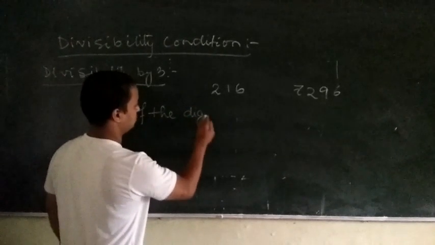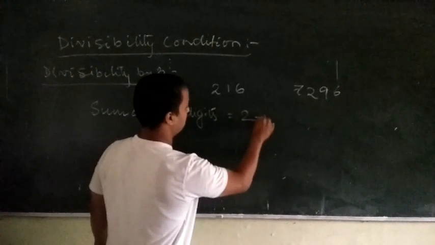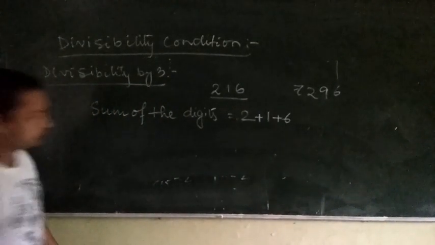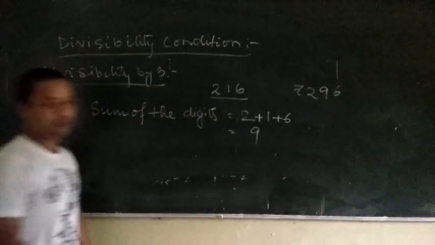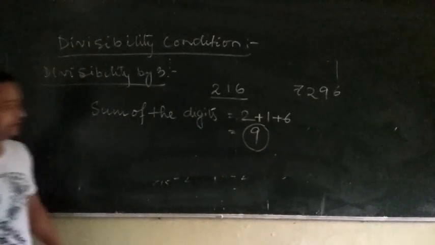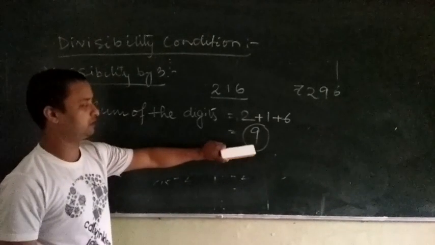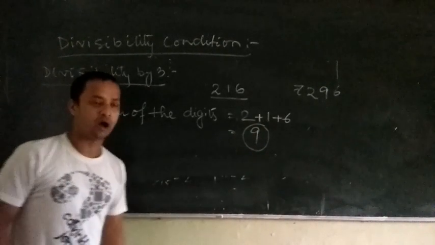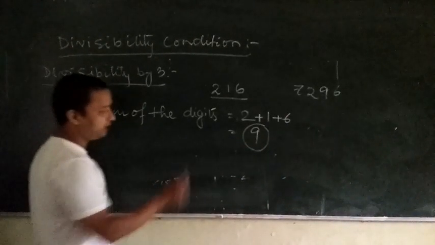Sum of the digits. Say 216: 2 plus 1 plus 6. If we add this, what do we get? 2 plus 1 is 3, 3 plus 6 is 9. Now, you have to check the result you have obtained after adding the digits, whether it is a multiple of 3 or not. You have to judge whether the number is a multiple of 3 or not.